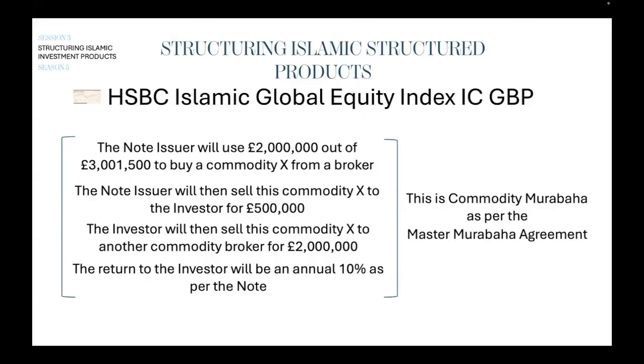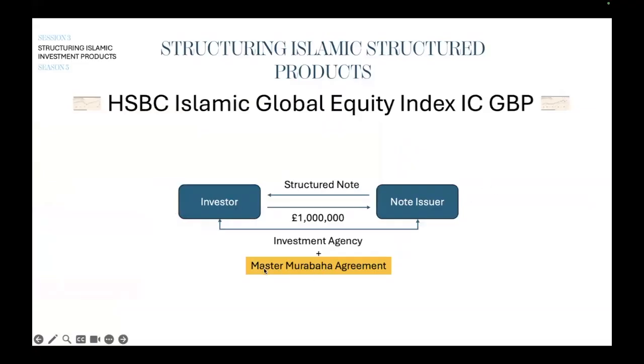Now, this arrangement which I have mentioned, the purchase and sale of commodities between the broker, the note issuer and then the investor, is essentially a commodity murabaha arrangement, and this would be as per the master murabaha agreement. This is why I mentioned that in addition to the investment agency, there would be a master murabaha agreement.